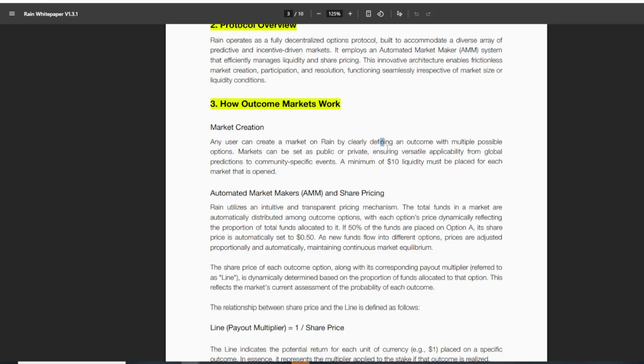A user can create a market by defining an outcome with multiple possible options. A market can be set as public or private, ensuring versatile applicability from global predictions to community specific events. A minimum of $10 liquidity must be placed for each market that is opened.